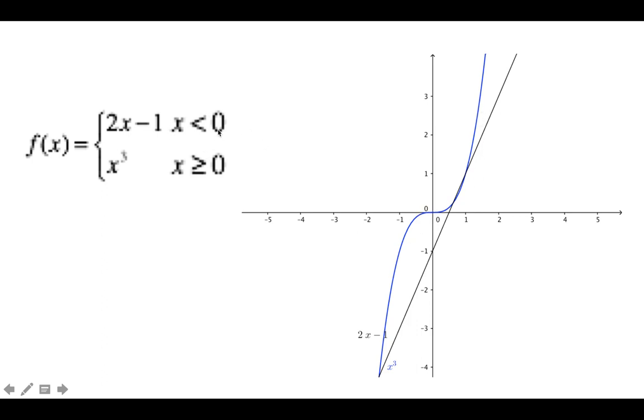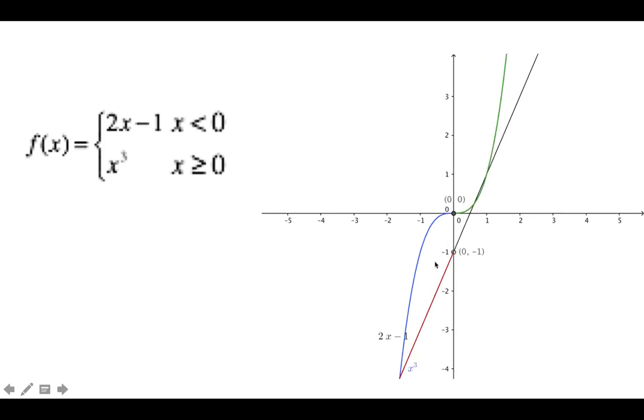So for the line, I'm starting at x equals 0, right here at that point, (0, negative 1). And I want to keep the half of the line where x's are less than 0, this left half of the line from here over. And then similarly for the cubic, I keep the right half of the cubic, starting here at (0, 0), the right half of the cubic, x is greater than 0.